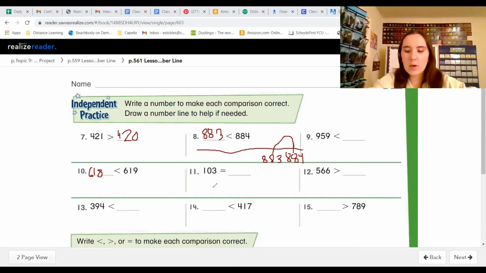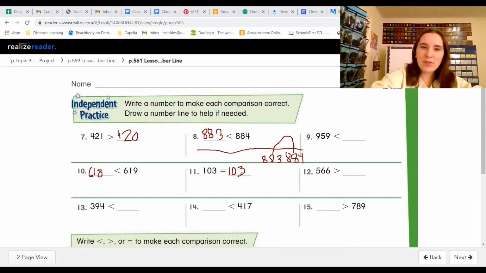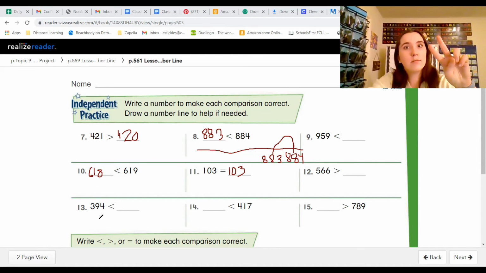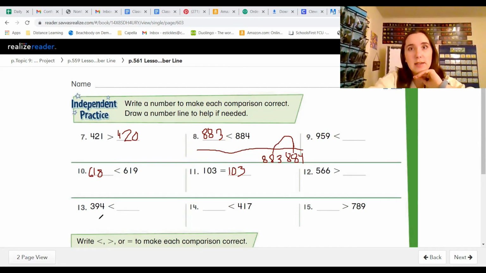Okay, 103 equals some number. Has to be 103, right? Whenever there's an equal sign, both numbers on either side of the equal sign have to be the same number. So that makes it nice and easy. How about number 13? 394 is less than some other number. Well, let's think. 394 plus, let's say 2. Well, 4 plus 2 is 6. So 394 plus 2 would be 396. That number is greater than 394, so it makes my comparison true.